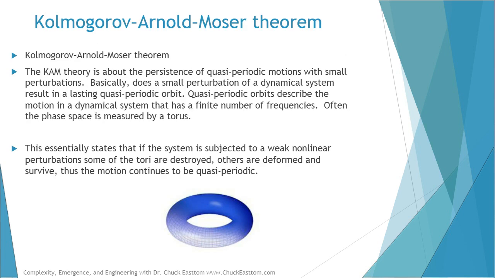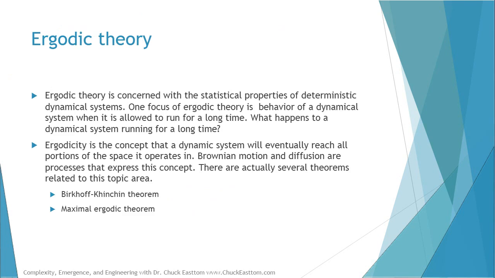Back to various models you can be concerned with, the KAM theory, called the Kolmogorov-Arnold-Moser theorem, basically talks about very small perturbations in a dynamical system leading to lasting quasi-periodic orbits. In other words, very small changes can actually have long-term changes in the ultimate system. And again, we're just introducing you to various aspects of nonlinear dynamics here.